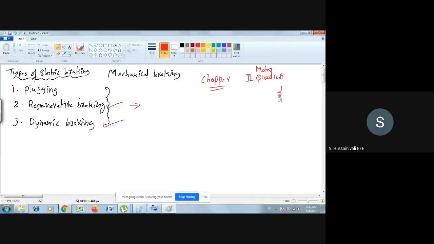So what exactly you do, that we are discussing. How you do it depends. With a chopper, you have one method, and of course you have some more methods. Phase control converters are also there. Even in phase control converters, by changing the firing angle, you have the chance to reverse the current.